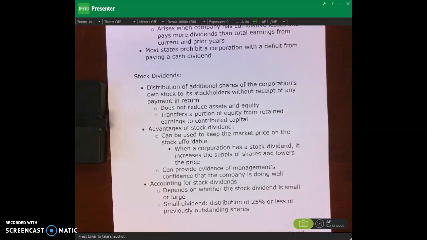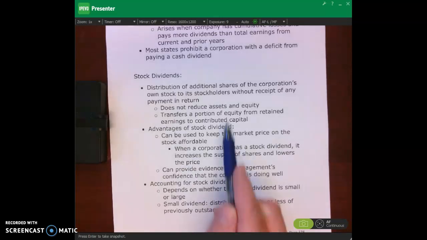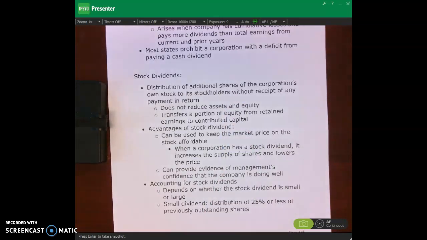Why would we want, as a corporation, to do this? Why would we want to distribute additional shares of stock rather than cash to our shareholders? Well, that could be a way to keep the market price affordable. How does that work? Think back to your economics classes. What happens to the supply of shares when we issue additional shares? The supply of our shares goes up, and then the price is going to fall. So that can help keep the stock price affordable.